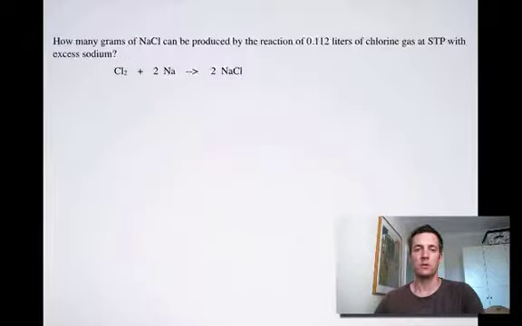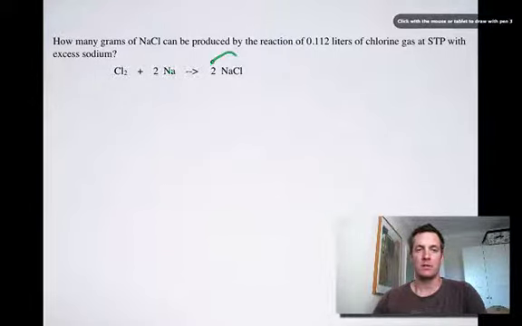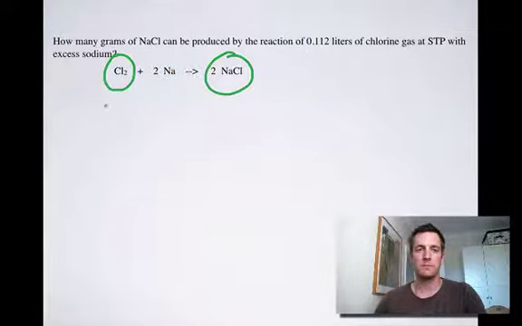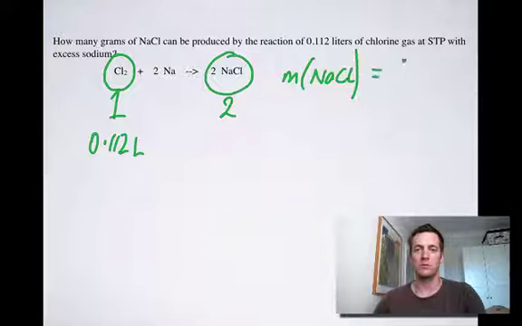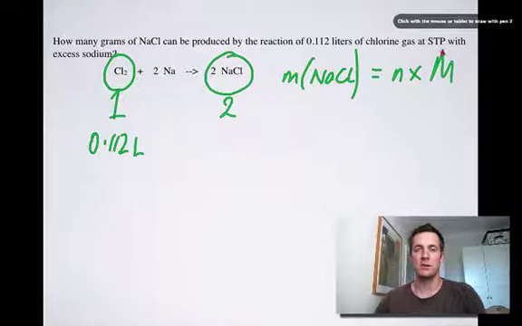Moving on to another kind of question. How many grams of sodium chloride can be produced by the reaction of 0.112 litres of chlorine gas at STP with excess sodium? So we're being asked about this, and we're being told about this. 1 mole here, 2 moles there. We're told we've got 0.112 litres of chlorine, and we're asked to find the mass of sodium chloride. Well, the mass of sodium chloride is equal to the number of moles times its molar mass. I can look up the molar mass. That's easily found in the periodic table, but I don't know its number of moles yet.